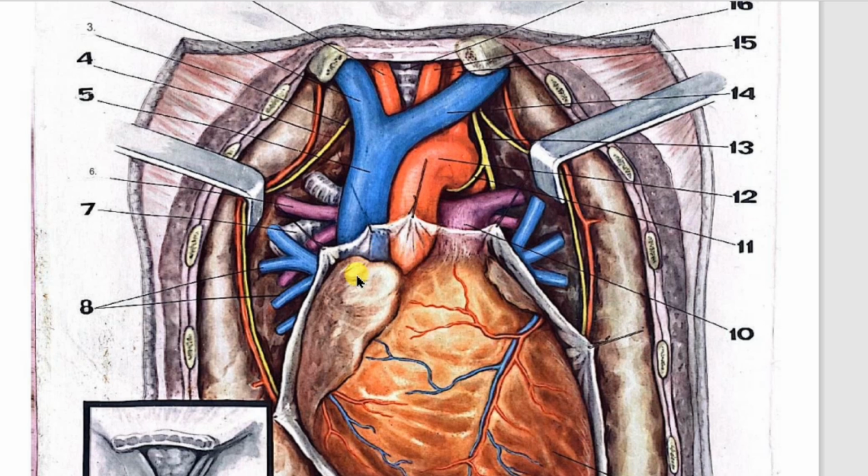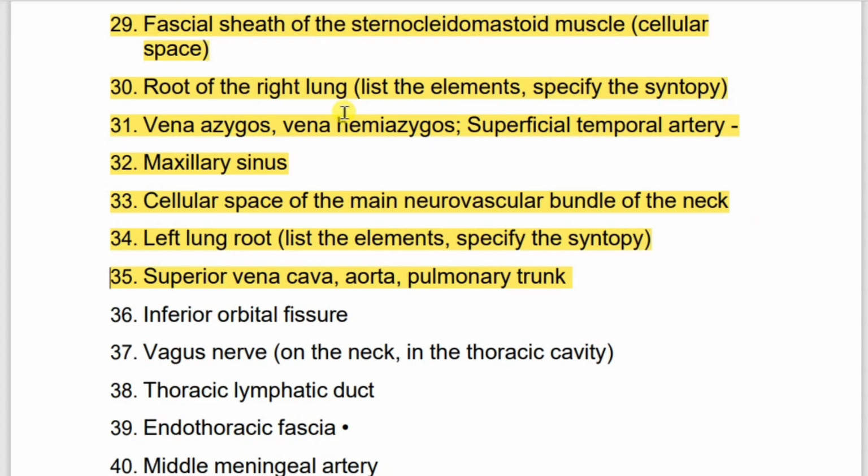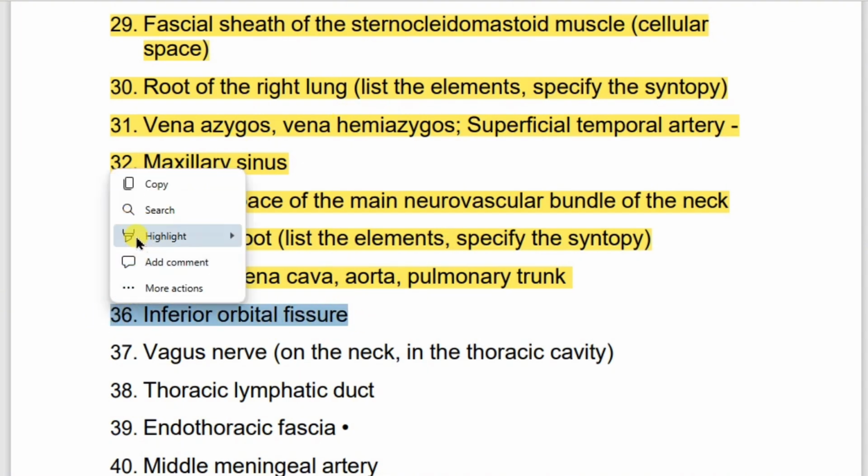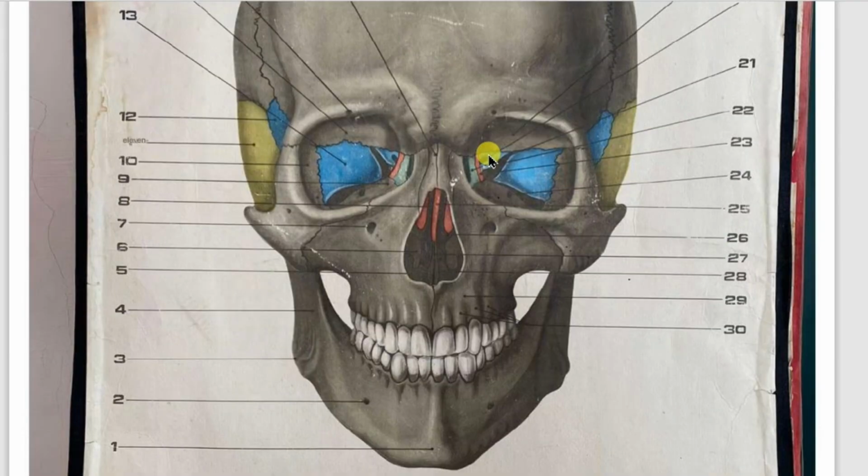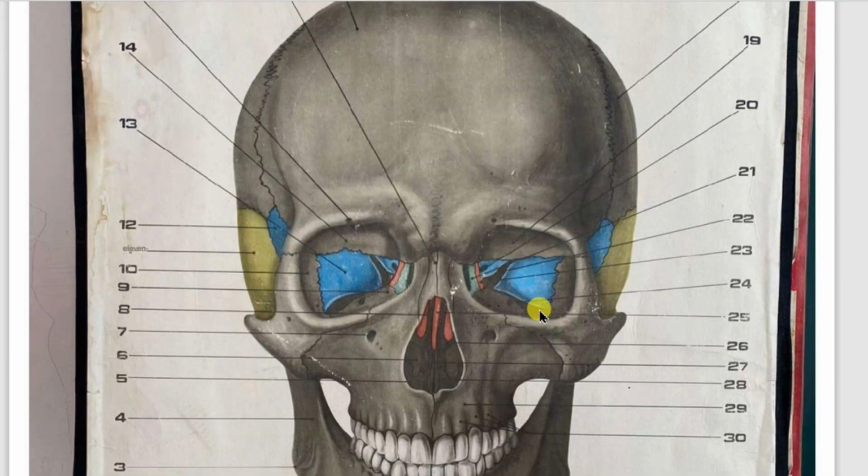Guys, let's see here. This is our aorta, this is the superior vena cava, and here is our pulmonary trunk. The next structure we have here is the inferior orbital fissure. This is the second picture, and here you can see the inferior orbital fissure, and this one is the superior orbital fissure.